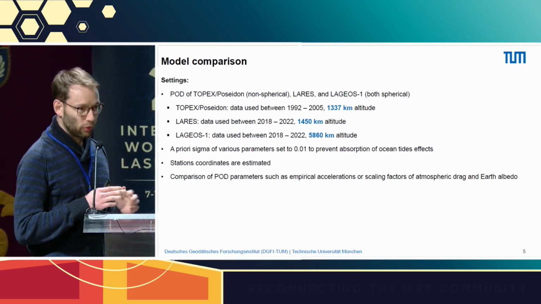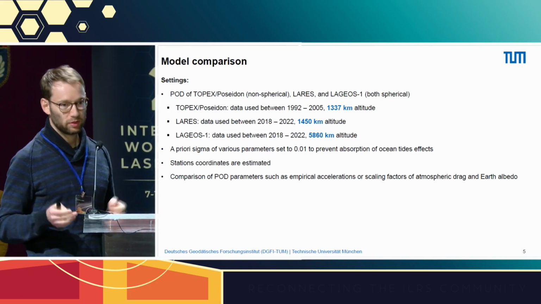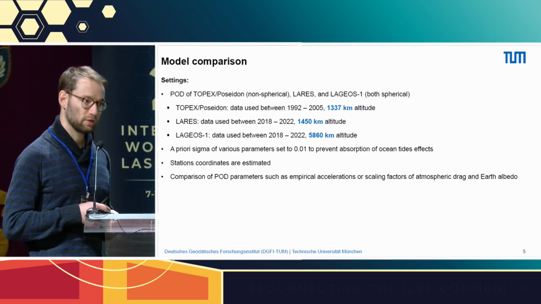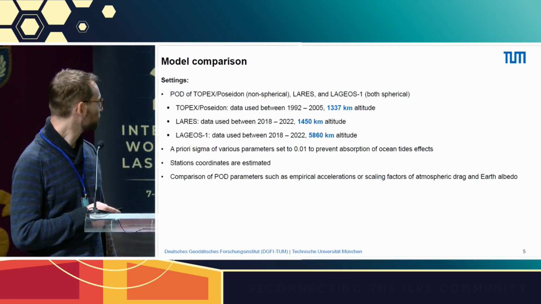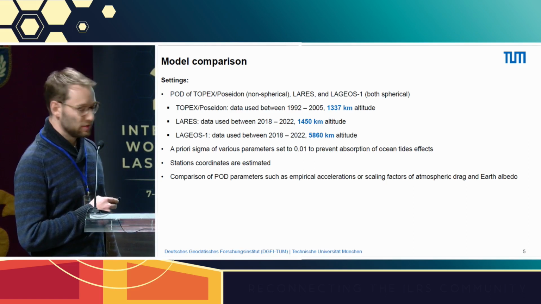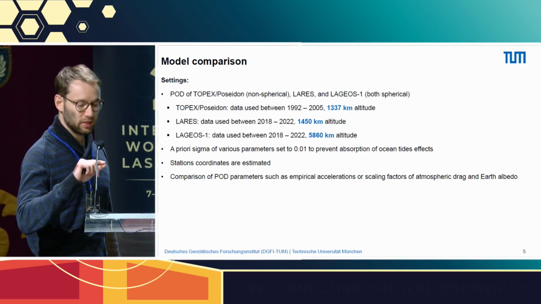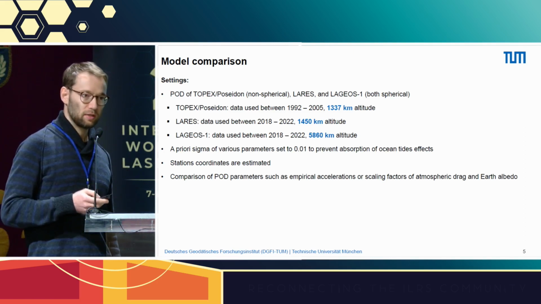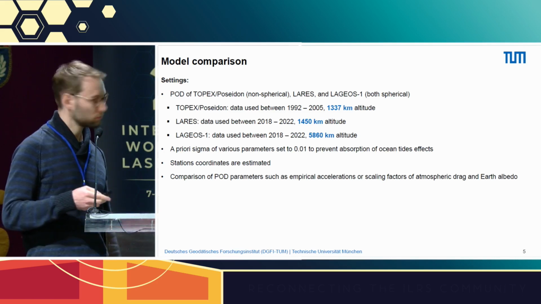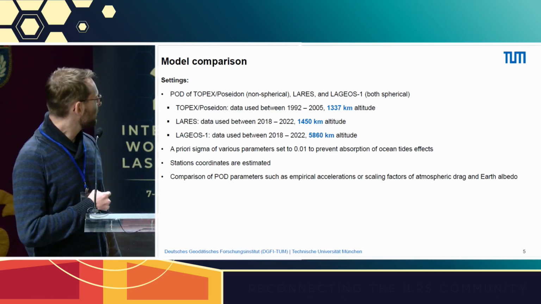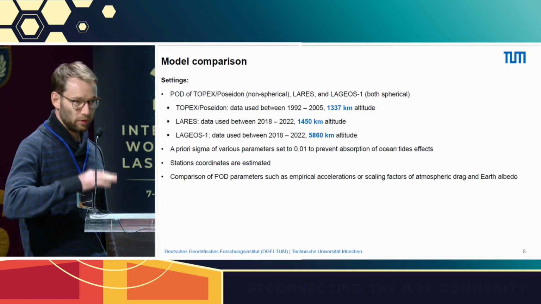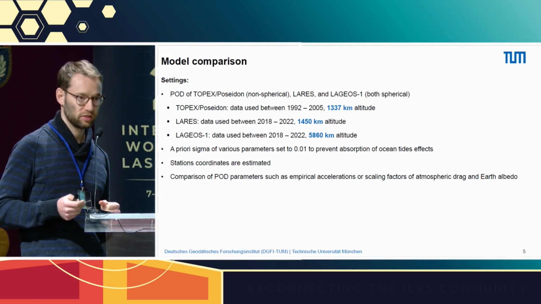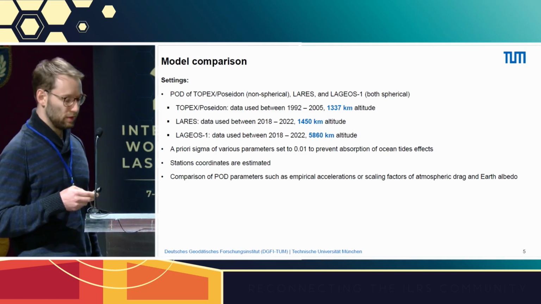The Topex/Poseidon orbit arcs were computed in 3.5 days, and the other two satellites have orbit arcs of 7 days. I also applied 0.01 sigma to the parameters to not absorb any effects caused by the ocean tide models in those parameters. I also estimated station coordinates for all three satellites, and then I first had a look at the empirical accelerations of these orbits.